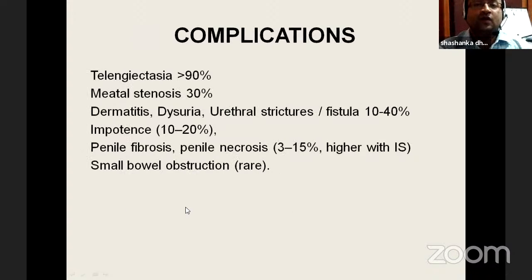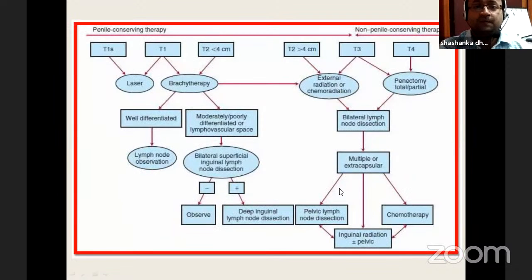Complications: telangiectasias, very, very common. Meatal stenosis may be seen in 30%. There may be some dermatitis, dysuria, some strictures, and penile fibrosis or penile necrosis may be seen in about 3 to 15%. This is higher with the interstitial group, and very rarely there may be small bowel obstruction.